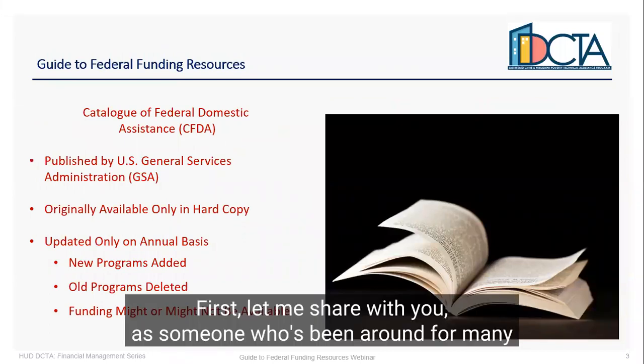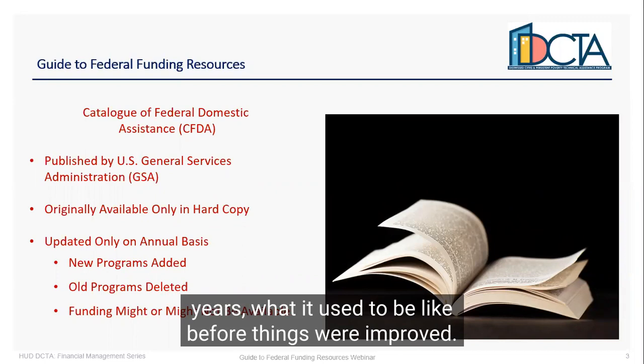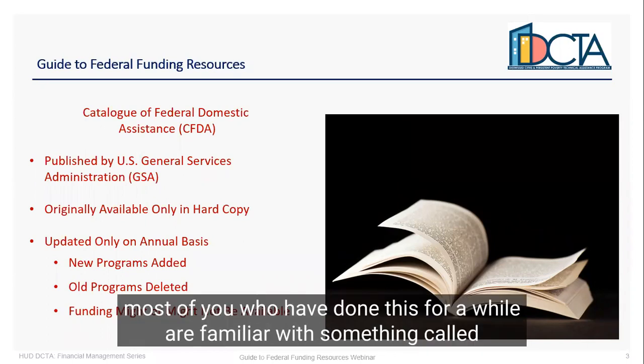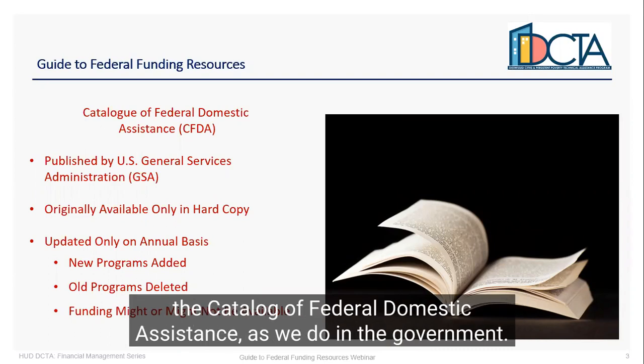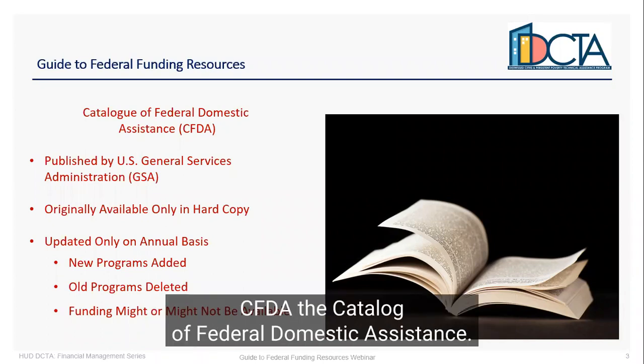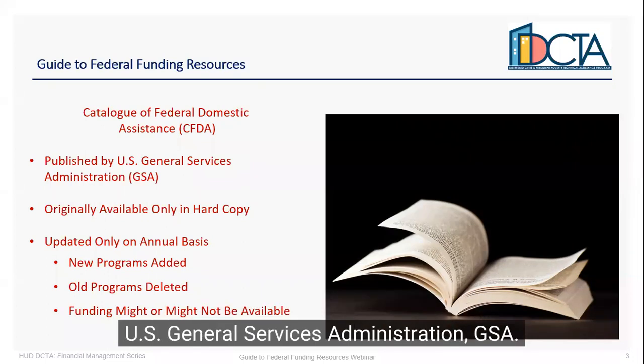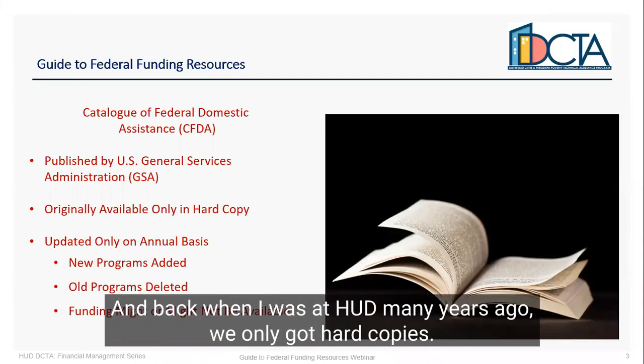First, let me share with you, as someone who's been around for many years, what it used to be like before things were improved recently. Most of you who have done this for a while are familiar with something called the Catalog of Federal Domestic Assistance. As we do in the government, it's an acronym, CFDA, the Catalog of Federal Domestic Assistance. And it used to be published by the U.S. General Services Administration, GSA. And back when I was at HUD many years ago, we only got hard copies.